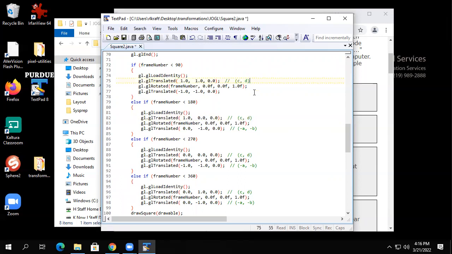helps to annotate these. So that's the CD. There's the negative AB, okay? The CD is the point that we're rotating around in space. So that's 0, 1. Oh, sorry, 1, 0. Okay, and then this would be negative 1, 0, because we're going to take that point, move it back to here, rotate them, then move them back over to here. Okay, all right.